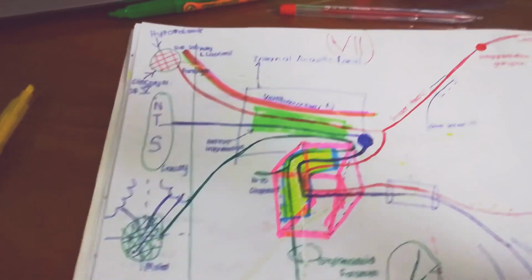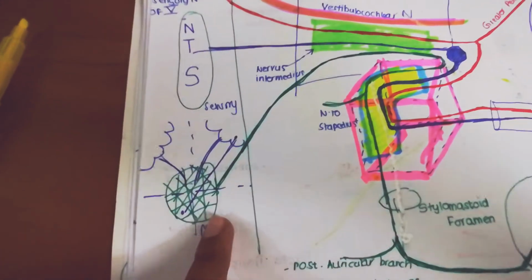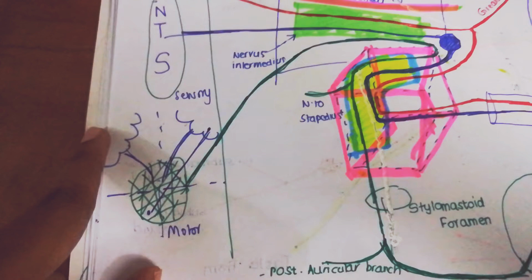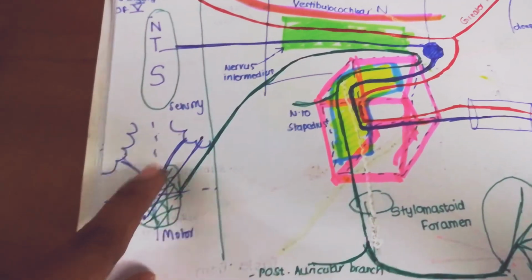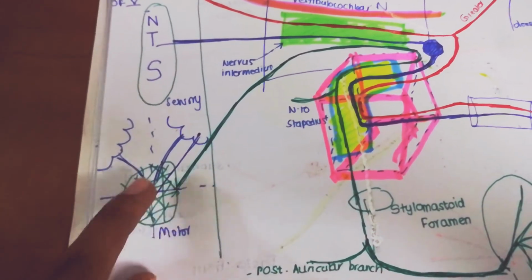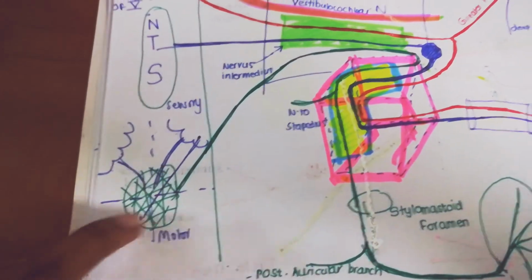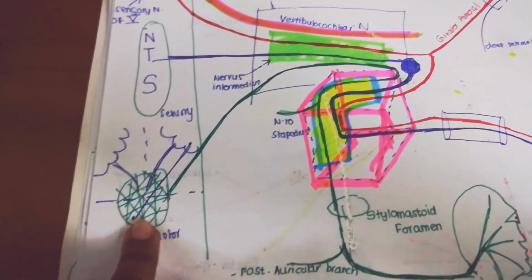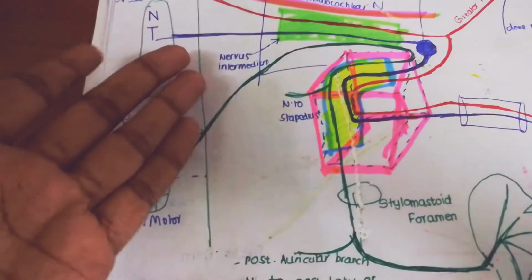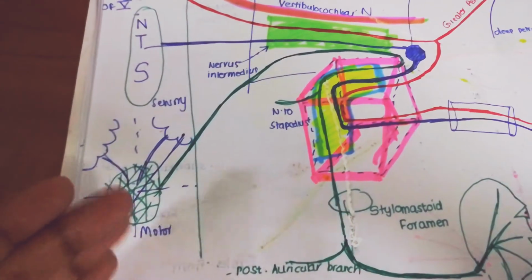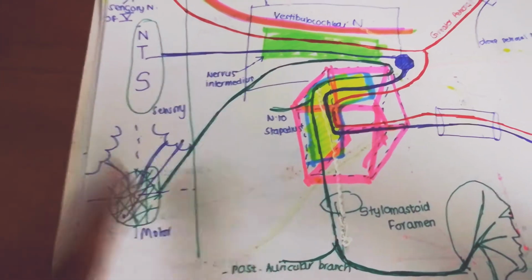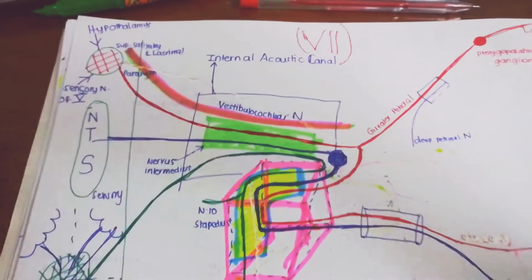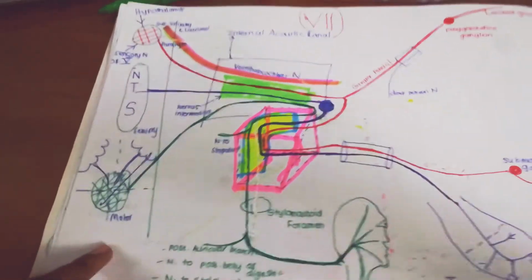So the motor nucleus, the important thing is, I think you already know this one. The upper half of the motor nucleus gets supply from bilateral cortex, but the lower half gets supply only from the contralateral cerebral cortex. So if you have even a cortical lesion, you will have a facial nerve palsy involved in the lower half of your face.